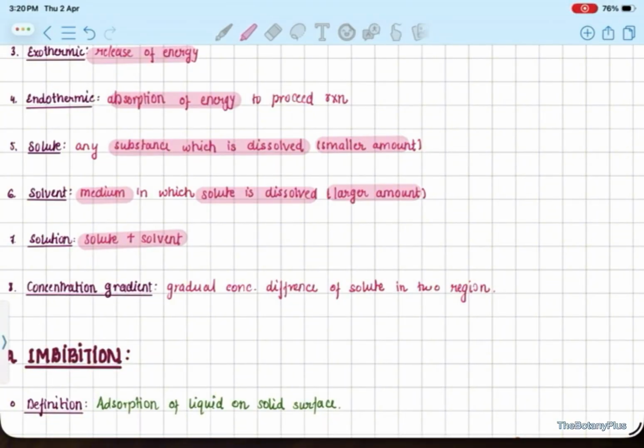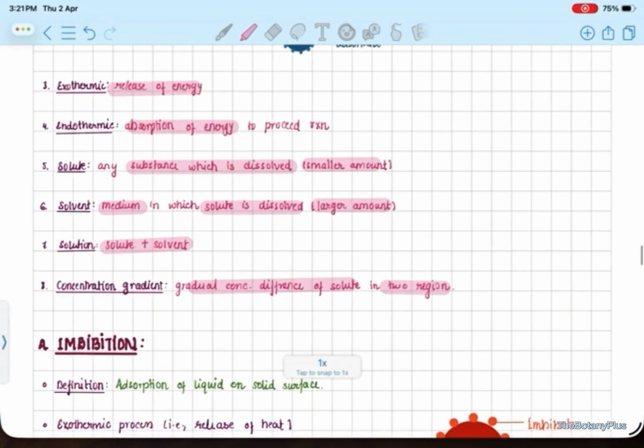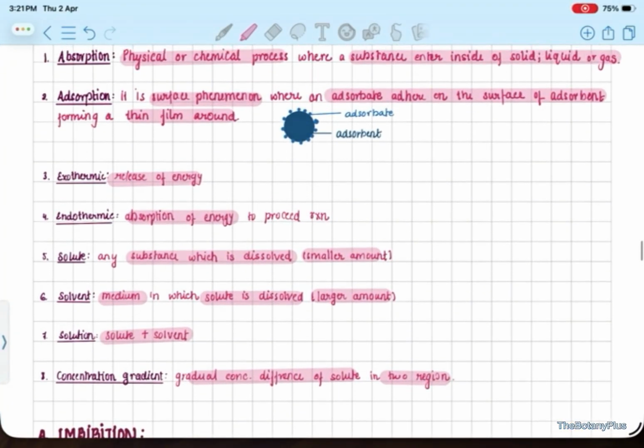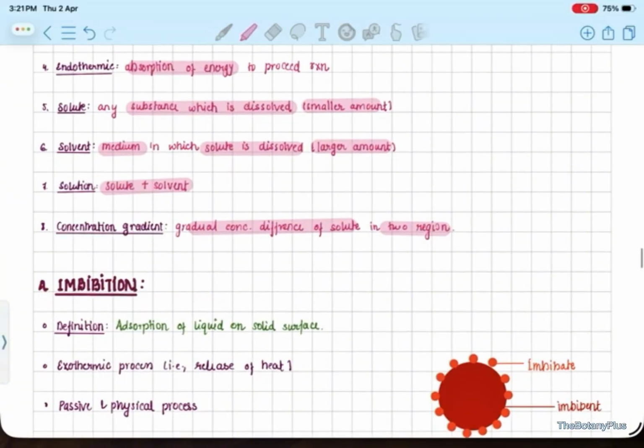And when we study plant and water relation, we will come across a very frequent term, that is concentration gradient. So what does it mean? It is a gradual concentration difference of a solute between two regions. Like one region will have a higher concentration of solute and the other will have a lower concentration. I hope you have understood all these terms.